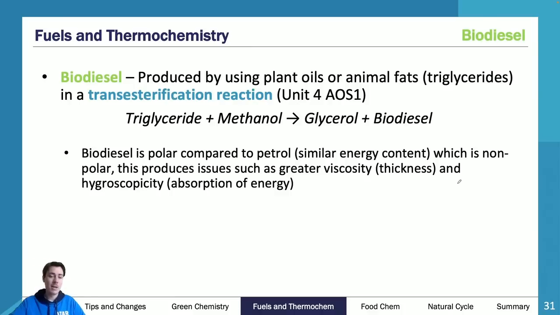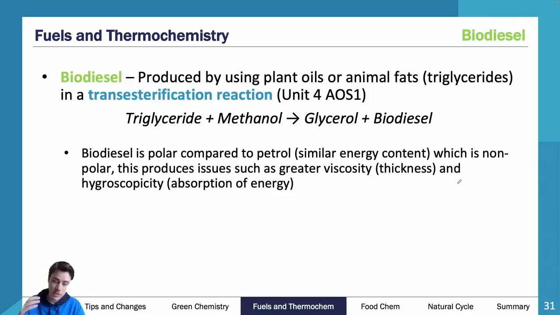So that's the idea behind bioethanol. And then we have biodiesel. Now, biodiesel is our closest comparator to petrodiesel. Now, biodiesel is produced by using plant oils or animal fat, so we get triglycerides, and then we do a transesterification reaction. Now, that is a big aspect of Unit 4 Area Study 1. You do not need to know it in detail at the moment. You just need to know the wording.